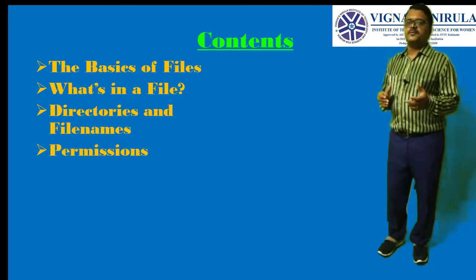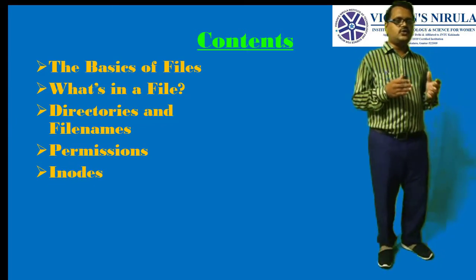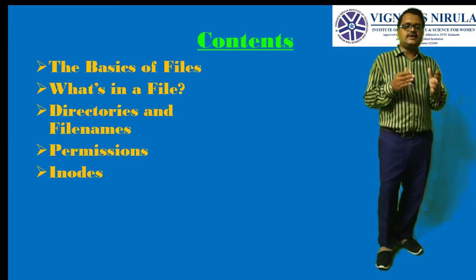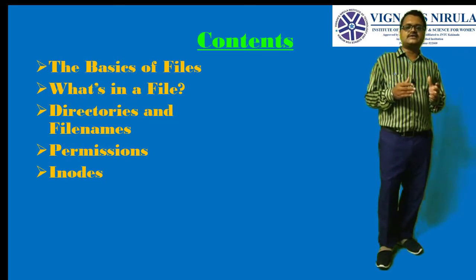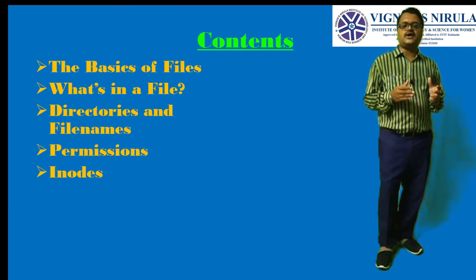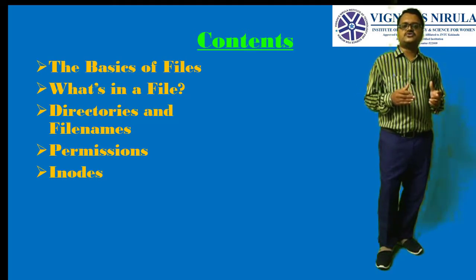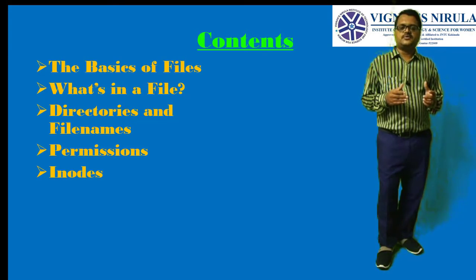Next, fifth topic is inodes. We know that inode is an index node in Unix operating system, so it has some specific meaning associated with it. We will discuss the times associated with the inode, and also how the inode will be affected by the copy command, move command and the link command. These are the commands which we will discuss along with the inode. So this is about the inode topic.